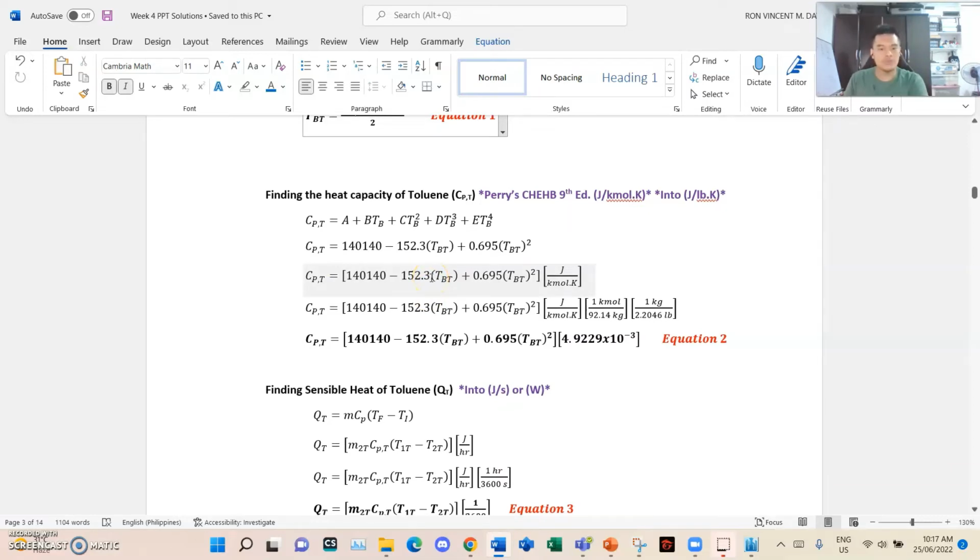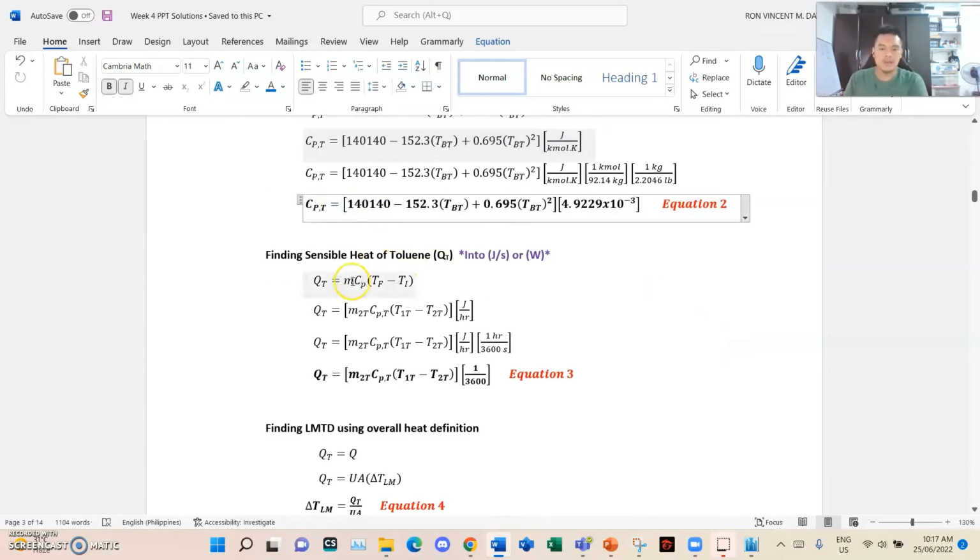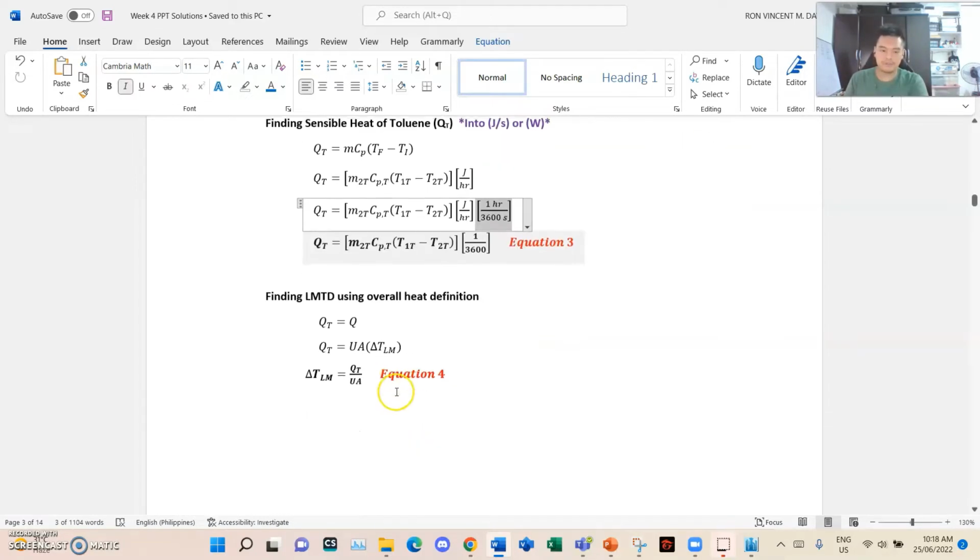But we'll still continue. So using the heat capacity, and since we're already given the mass, we can now find the sensible heat of toluene, Q equals mc delta T. However, again, we don't know the outlet of the toluene, so we'll leave it as an equation. And we'll convert it, since the mass is in pounds per hour, we need to convert it into pounds per second, or in a per second time unit, since joules per second is equating to watts. So that's why there's a dividing by 3,600 seconds.